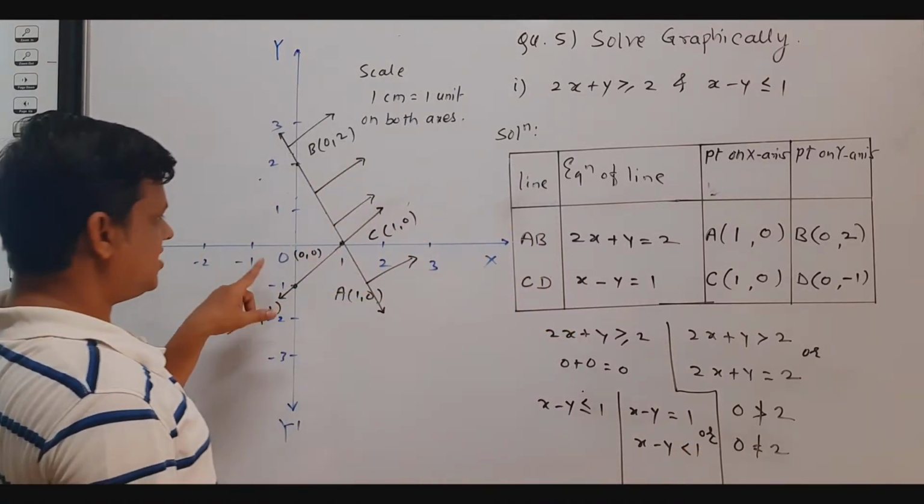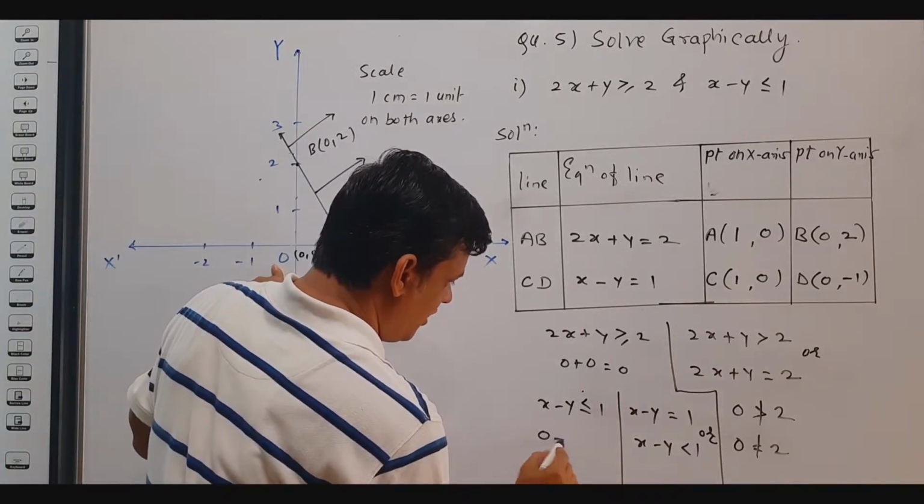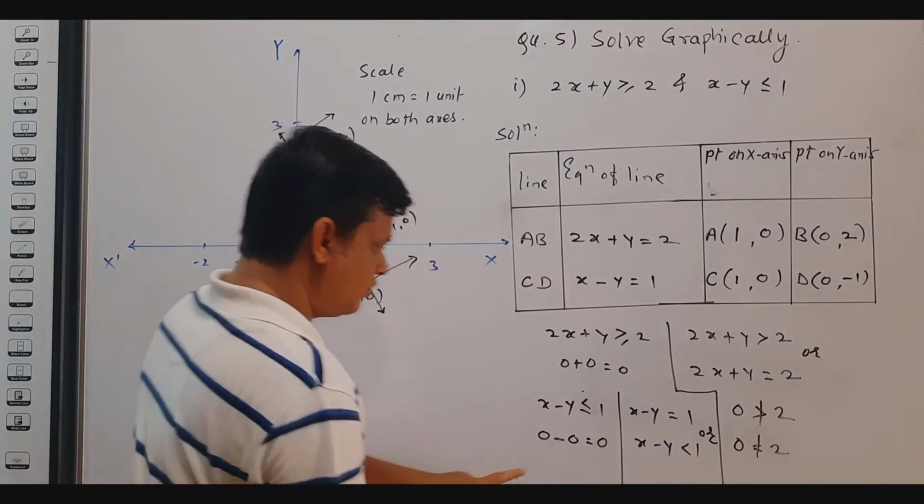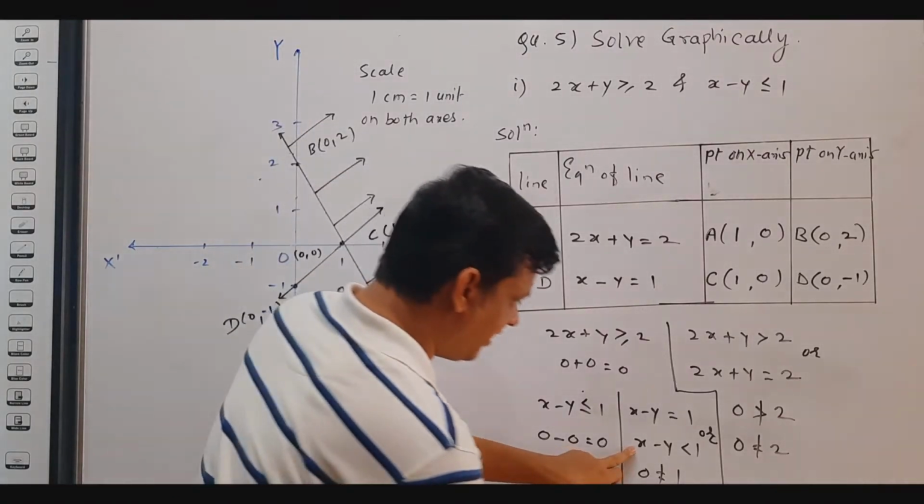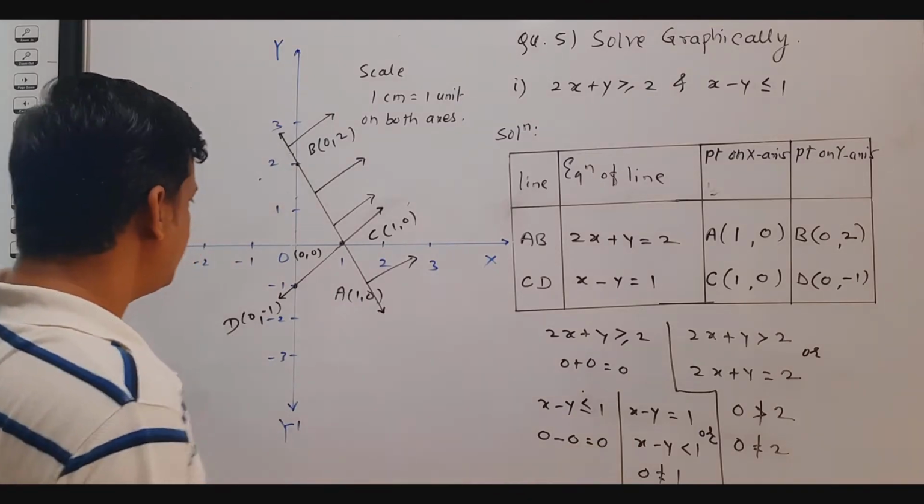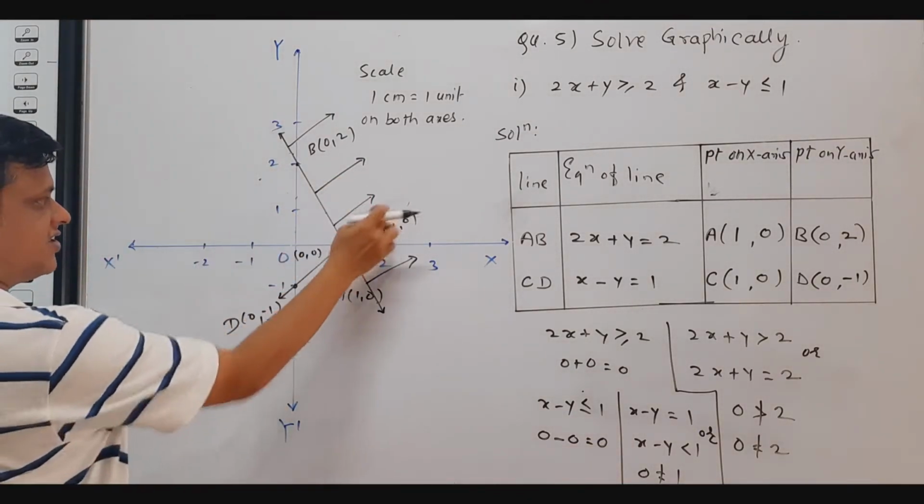So we again check for the origin. We replace the value of x by 0 and the value of y by 0. So 0 minus 0 equals 0. We know that 0 does not equal 1, but the second condition is satisfied, 0 is less than 1. That means the origin is above this line CD.